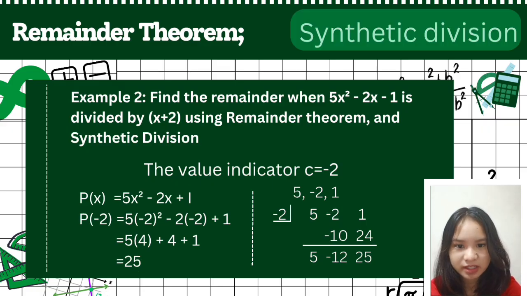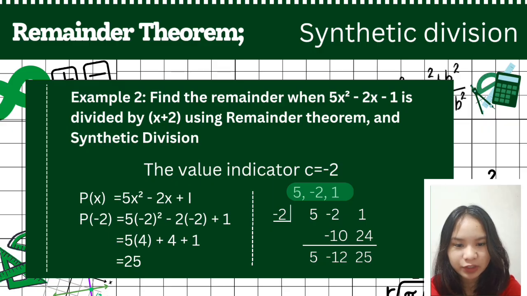Next, we have synthetic division. Here, we just get the coefficients of our dividend. So, we have 5, negative 2, and 1. We have taken the 5, negative 2, and 1. Then we also take our value indicator, which is negative 2.